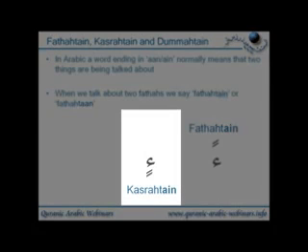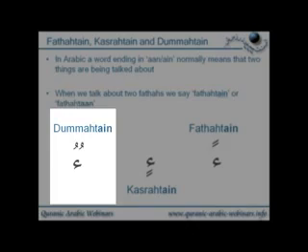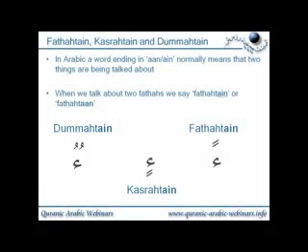Then we have the kasratain, so two kasras, and again with the kasra, this could be called kasra tanween as well. Most people will call it kasratain. And we have the dhammatain, which is two dhammas. Again, you could call this dhamma tanween if you wanted. So this is just terminology. We tend to use fathatain, kasratain and dhammatain. That's more commonly used than the fatha tanween, kasra tanween or the dhamma tanween.